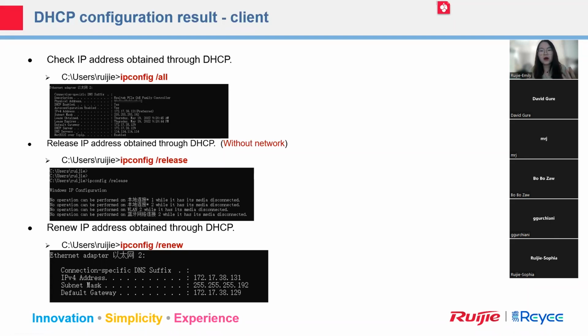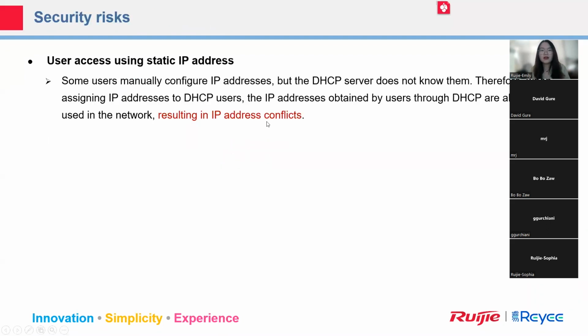Sometimes we only need the first command to check the result of the DHCP server. Okay, this is the first one. The principle is very easy, right? And the command is also very easy for you, I think.